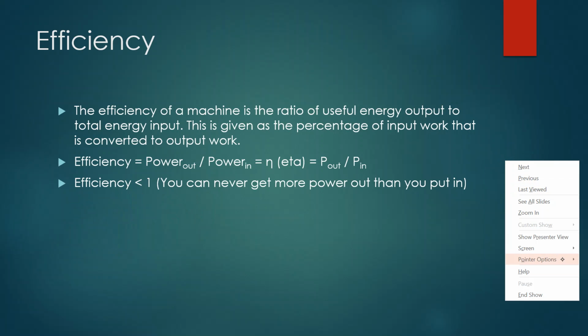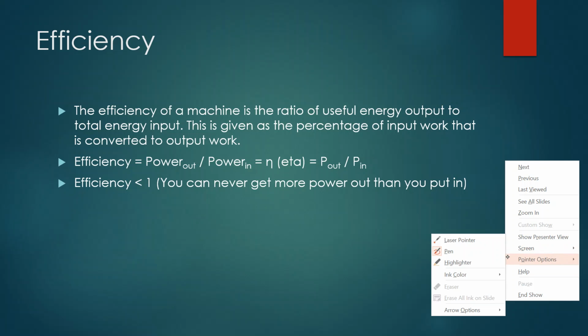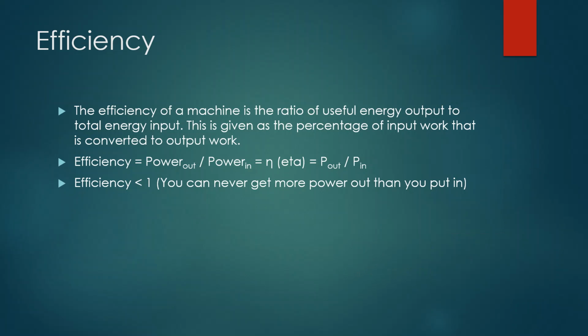So efficiency is basically a ratio of the amount of useful energy that we're getting out to the amount of energy that we're putting in. So the amount of energy you put in is going to be equal to the amount of energy coming out, but not all of the energy coming out is going to be useful.